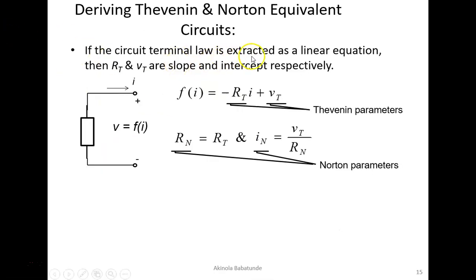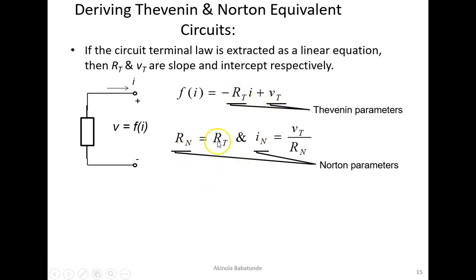If the circuit terminal law is extracted as a linear equation, then RT and VT are slope and intercept respectively. From basic knowledge of mathematics, this should be straightforward. If we have V equal to F of I, where V is a function of the current, that's what this means, and then we have our terminal, the function F of I will be equal to minus RTI plus VT. We have said V is equal to F of I, so we are replacing the V that should be here with F of I. These are Thevenin parameters as we know.